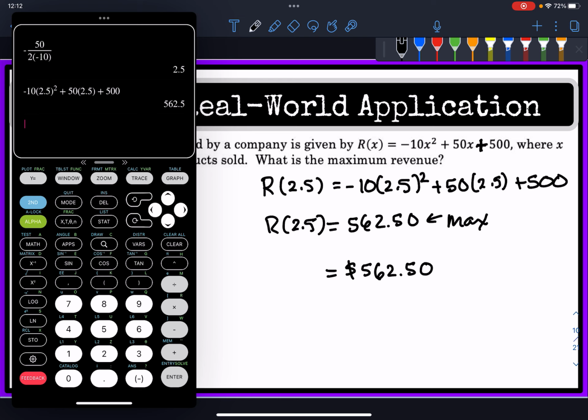Anything lower than that or higher than that, if they sold 2 or 3 items, then the amount of money that they would make would be less than that. So they want to sell exactly 2.5 of these items. Okay, let's look at another example.